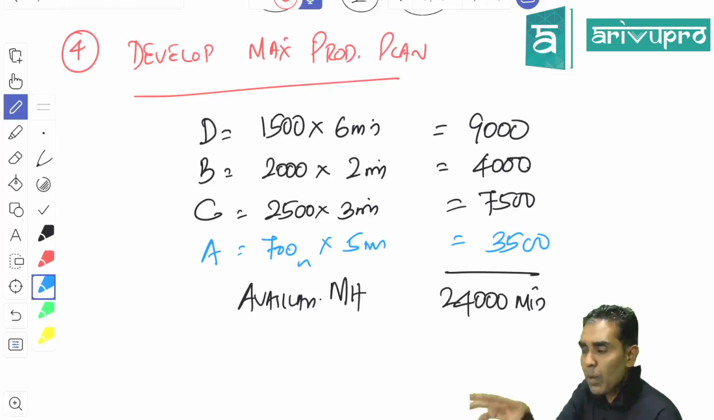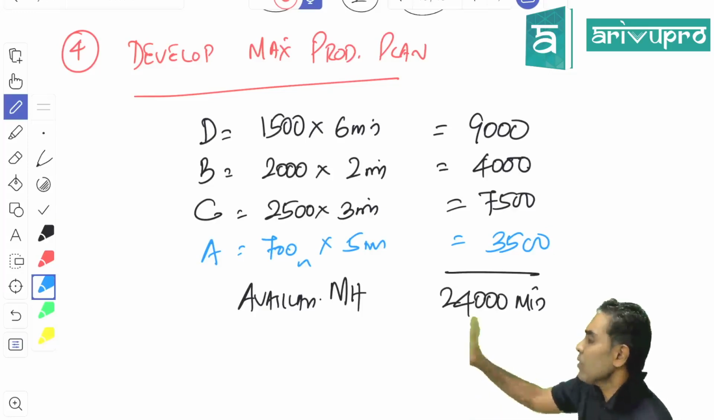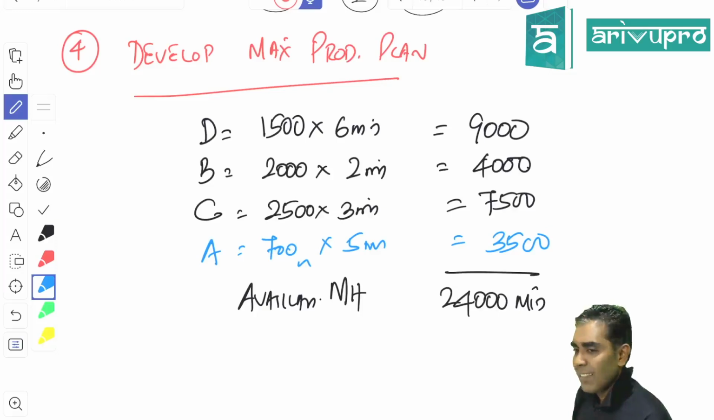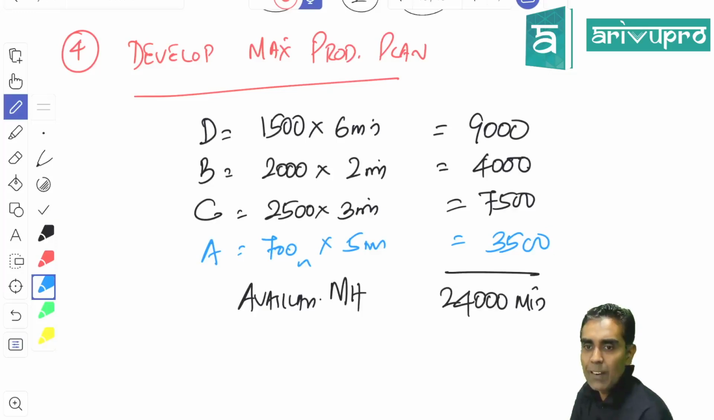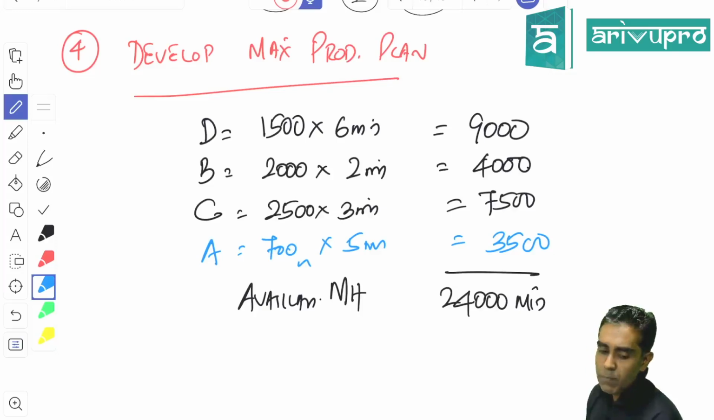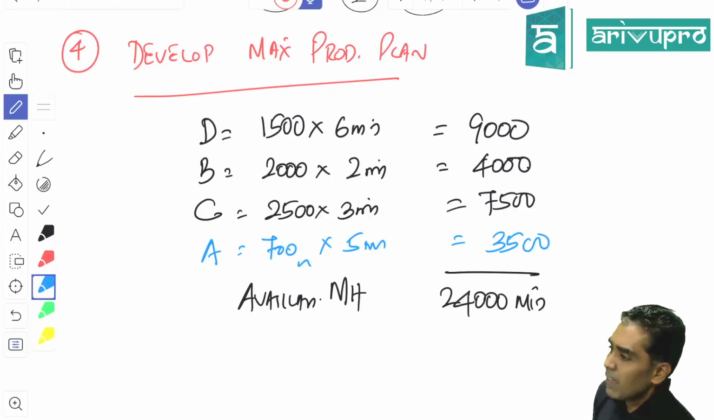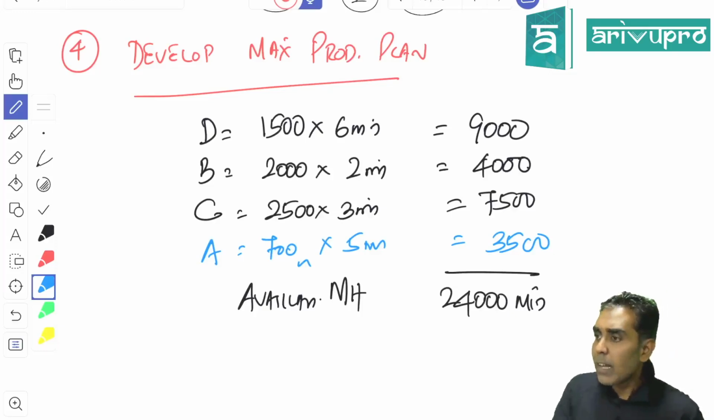We have those two areas just to start the throughput accounting, because throughput accounting comes from these two techniques, after introducing JIT and TQM. Now let's calculate the profit.